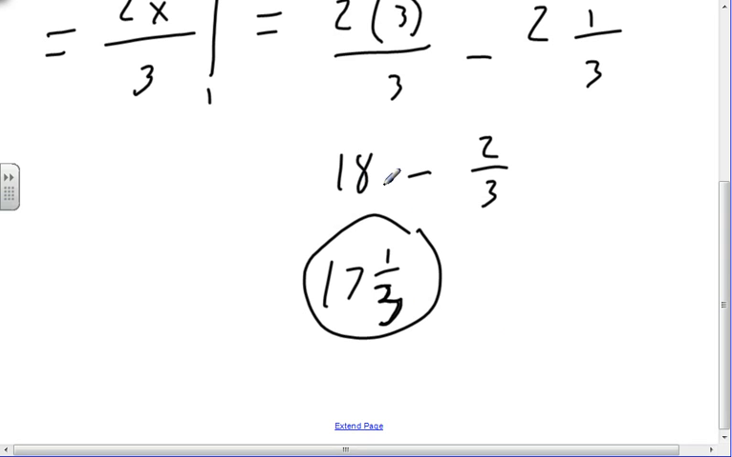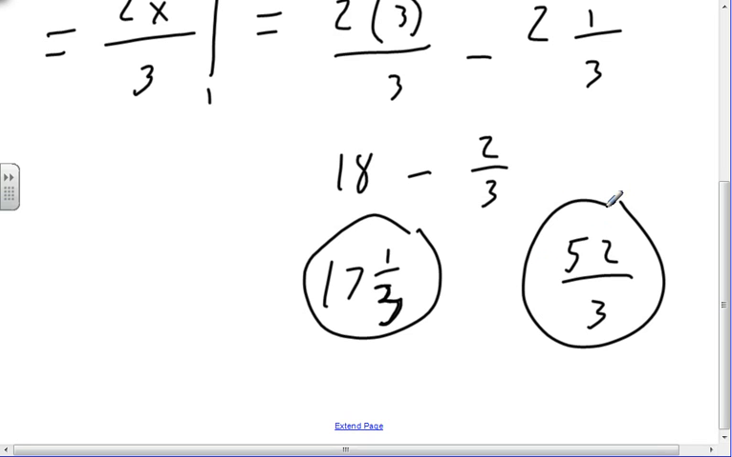Well, if it's 18 minus 2/3, I was going to change this to thirds and subtract 2 from them, but why bother? Yeah, gotcha. In fact, I'll do that on my calculator. 17 1/3 changed to an improper fraction, 52 thirds, would also be a perfectly okay answer.